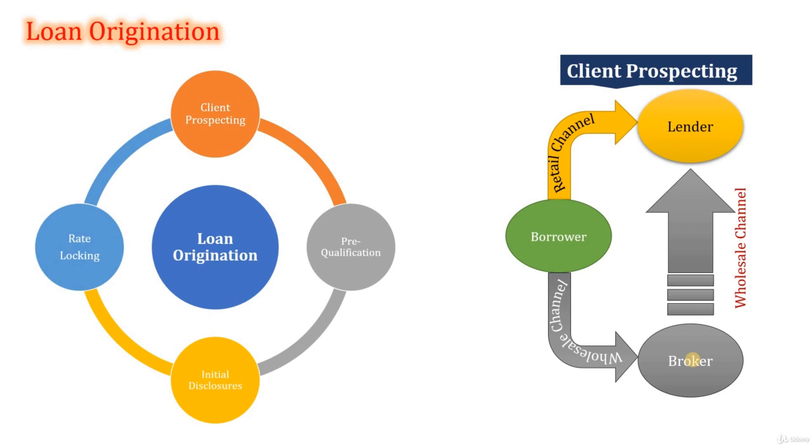What are the other channels in the wholesale? Correspondents. Correspondents are banks or financial institutions that have the capability to originate and fund the loan on their own. So these guys are able to even fund the loan. Correspondents can act as brokers when not funding themselves, or as mortgage lenders when they do fund and close the loan in their name.